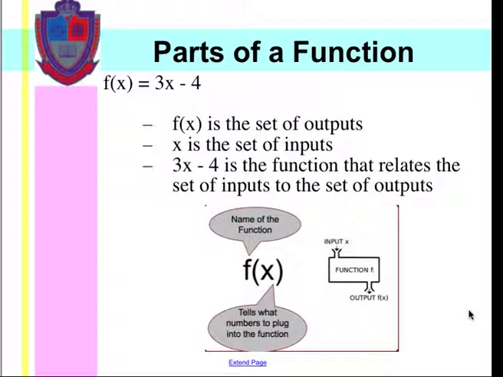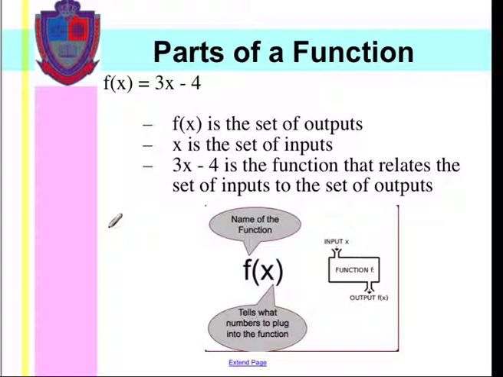So really quick review, let's talk about parts of a function. Given f of x equals 3x minus 4, how do I dissect this? So f of x, as you can see, fill in your blanks please, is a set of outputs. X is the set of all inputs, so whatever I plug into x, I'm going to get an output, which is f of x. 3x minus 4 is a function that relates the set of outputs to the inputs.